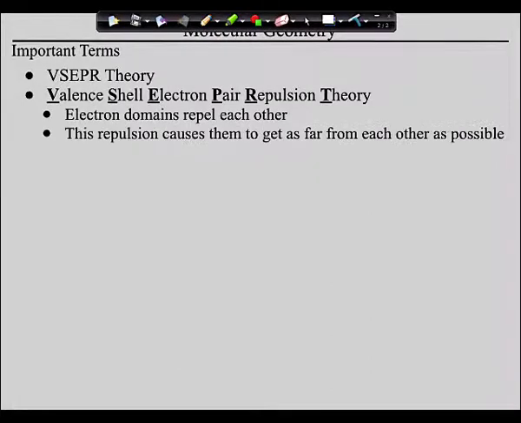And the thought then, guys, is that this repulsion causes these domains to get as far away from each other as they possibly can. And that's what gives them their three-dimensional structures. They are not flat. They are not two-dimensional, because when they push on each other, they get as far away from each other as they possibly can. And that gives them their crazy three-dimensional structures that we're about to talk about.